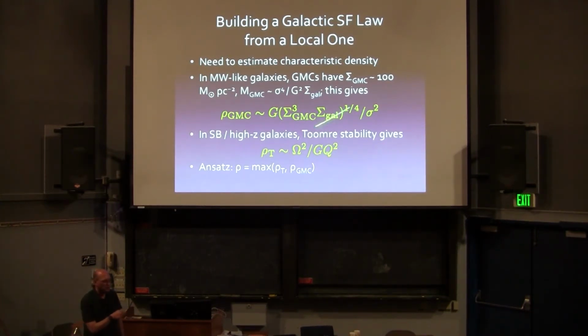Now, this will only work in normal galaxies, and the reason it will fail is that GMCs have a surface density of 100 solar masses per square parsec. But if you go look at the center of Arp 220, all of Arp 220 is above 100 solar masses per square parsec.